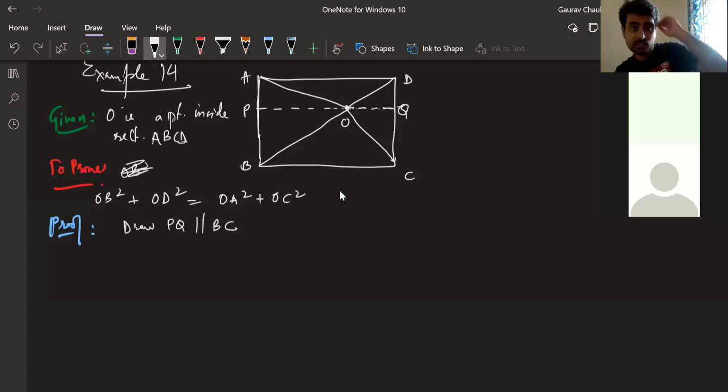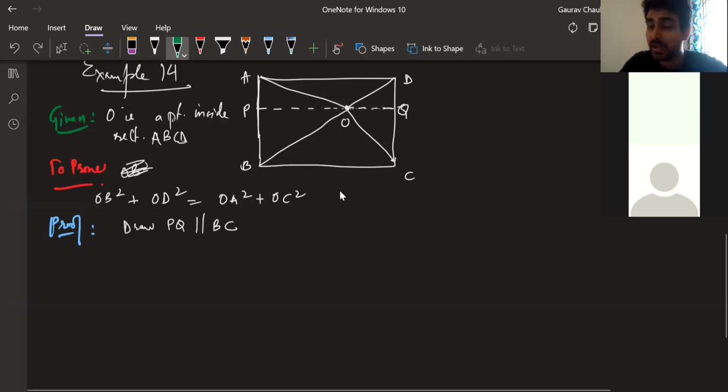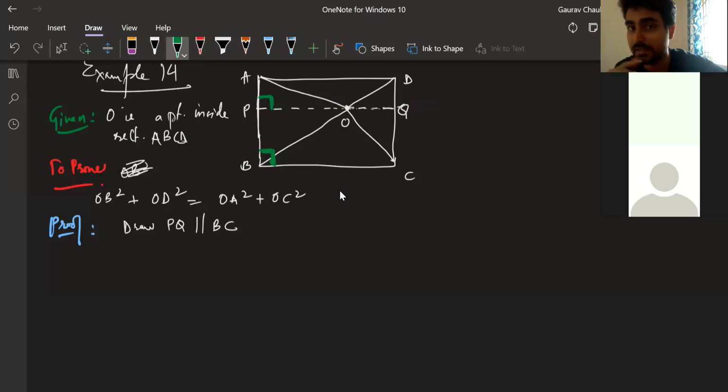Now what do we see? PQ is parallel to BC. Now I'm able to see right triangles, but I have to show that it is actually a right triangle. BC is perpendicular, which means this is the corresponding angle, so this should also be 90 degree. I drew parallel lines, right? PQ and BC were parallel lines. B was 90 degree, so angle P here will also be 90 degree.